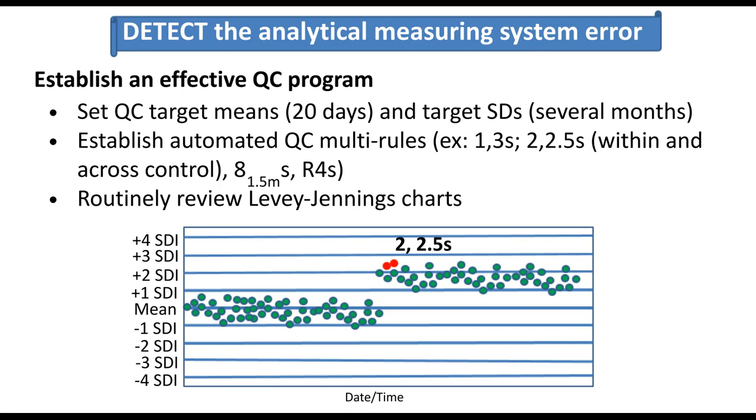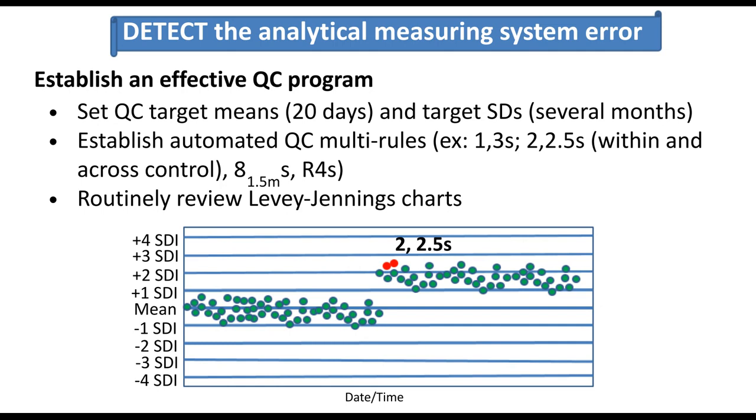So the multi-rules that we commonly use include a 1-3S rule, which is one QC result that exceeds 3 standard deviations from the mean. The 2-2.5S within and across rule, which is 2 consecutive QC results exceed 2.5 SDs from the mean, either within a control or between 2 controls like level 1 and level 2.